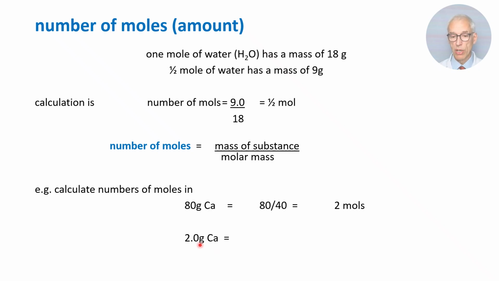Okay, so 2 grams of calcium, well, it's just going to be 2 divided by the molar mass. 2, the mass of substance, divided by the molar mass. So 2 divided by 40 comes to 0.05 moles. You must learn this relationship. Numbers of moles is equal to the mass of substance divided by the molar mass.